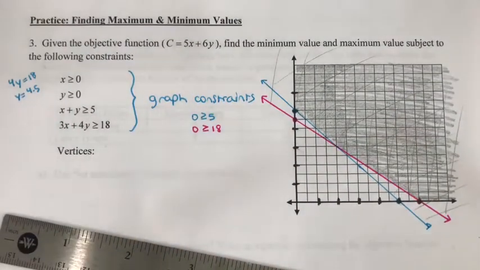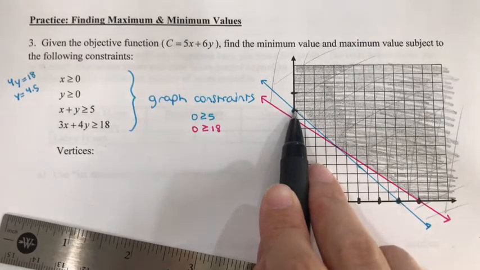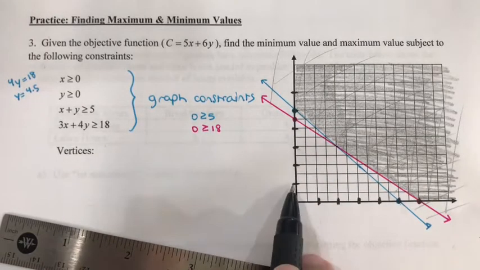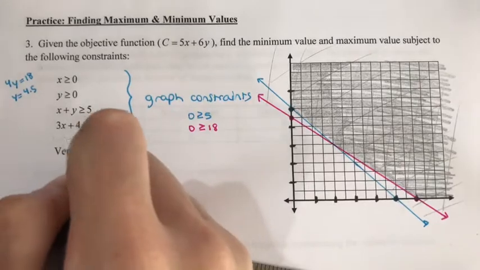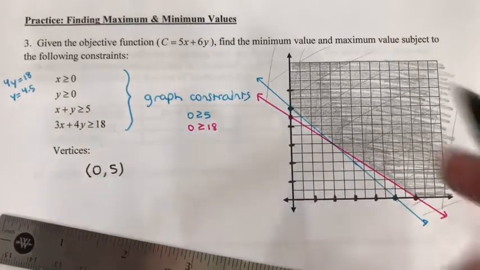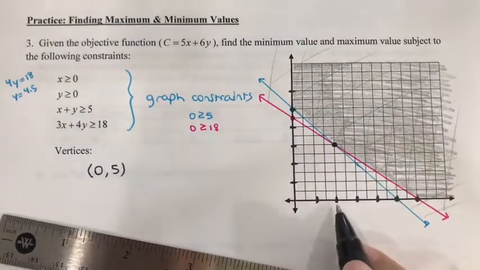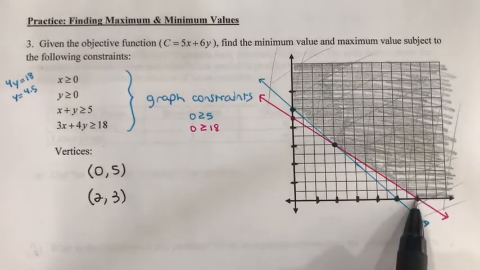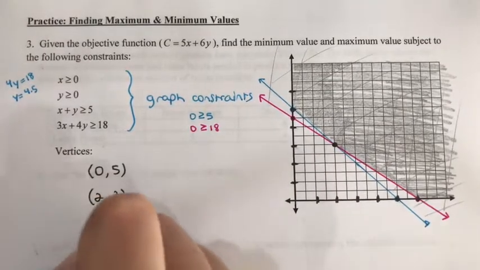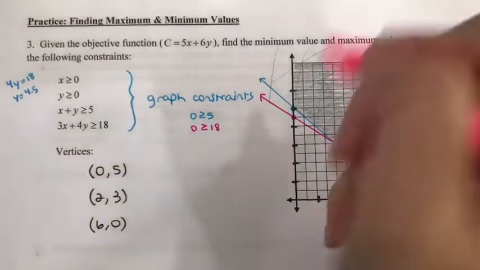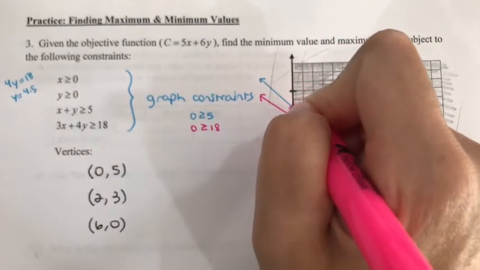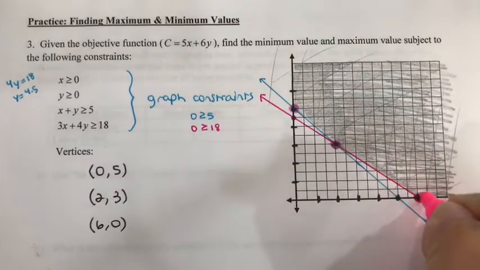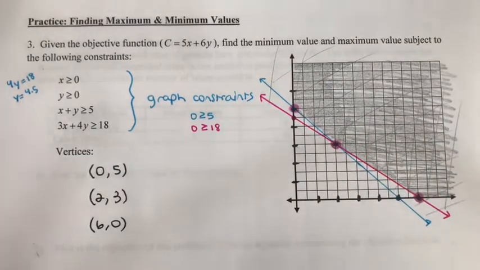Okay, so our vertices for this overlapping region occur right up here at this blue point. So that's 0, 5. We have one of our vertices right over here. That's 2, 3. And finally at 6, 0. Okay, I'll go ahead and highlight these on the graph. They're a little bit easier to see. Okay, so we have 3 vertices.